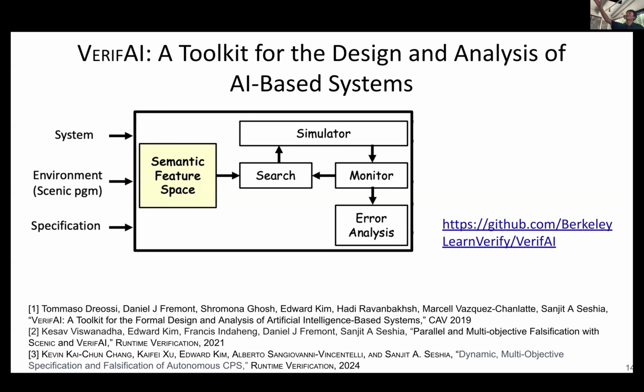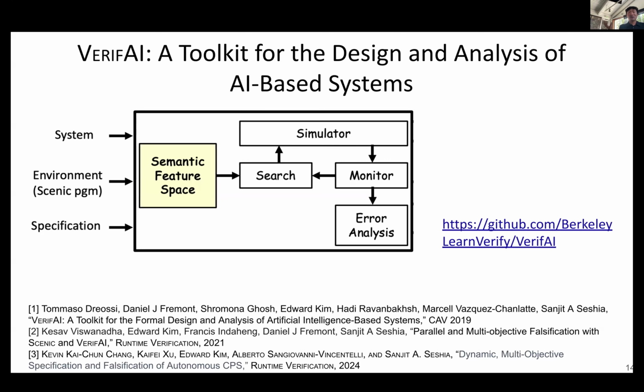First, you provide three inputs. First is the system: what is the system that you're testing? This could be a component, or it could be end-to-end. For example, it could be Autoware that you're testing, or a perception model or behavior prediction model, the components that you're testing. Then the environment, which we model in terms of a Scenic program. And then the last is a specification.